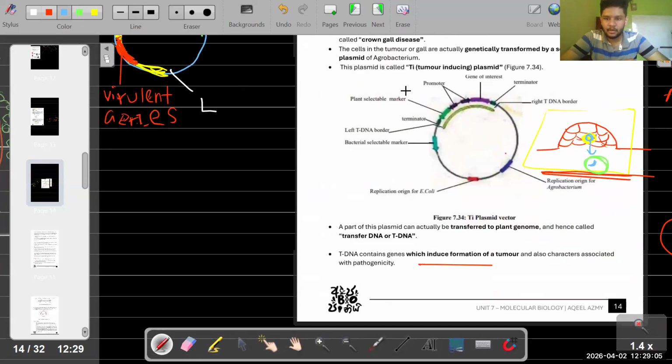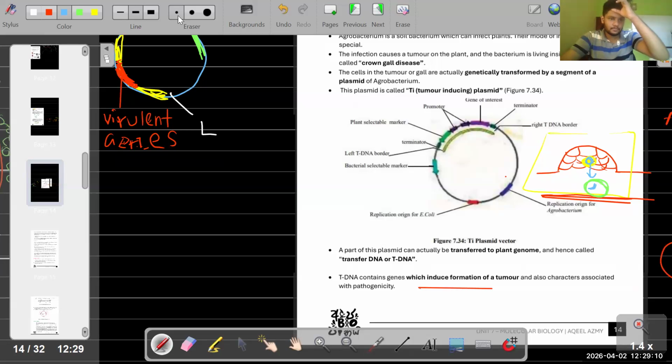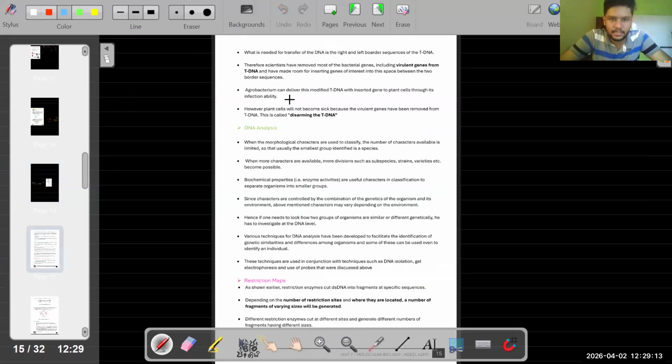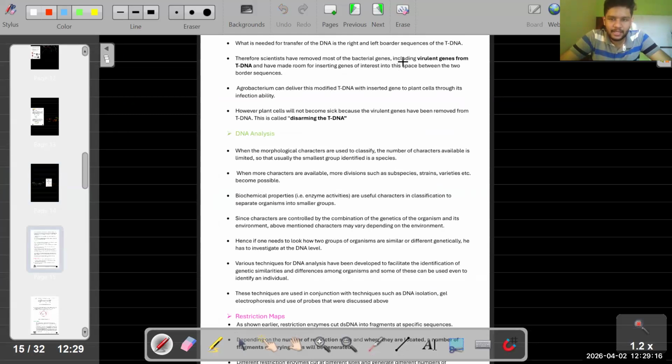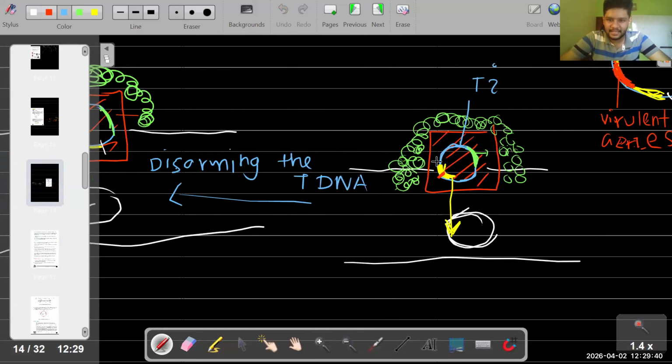Okay. Now, I have one. Yeah, this part. Okay, let's see. Therefore, scientists have removed most of the bacterial genes, including virulent genes from transfer DNA, and made room for the inserted genes of interest into the space between the two border sequences. Agrobacterium can deliver this modified transfer DNA with the insert gene to the plant cells through its infection ability. Infection ability means simply what is that? See here, it is inserting its DNA into the genome of plant. So that is called infection ability.